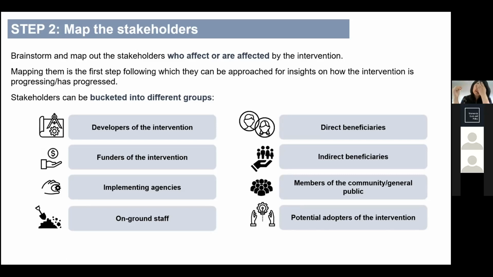And stakeholders can be bucketed into different groups. So you can have, let's say, the developers of the intervention, the funders, the implementing agencies, the on-ground staff, the direct beneficiaries, the indirect beneficiaries, the members of the community and the public, as well as the potential adopters of the intervention. That is a broad level at which you can bucket stakeholders. Of course, there are different metrics and different frameworks, but this is something that you can keep in mind when you're mapping the stakeholders whom you need to approach to gain insights about an intervention, which will eventually feed into your evaluation results.